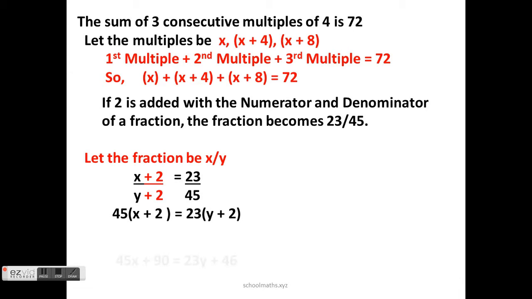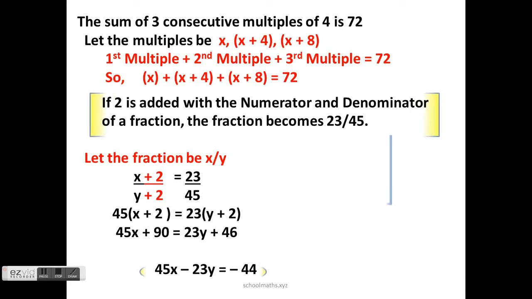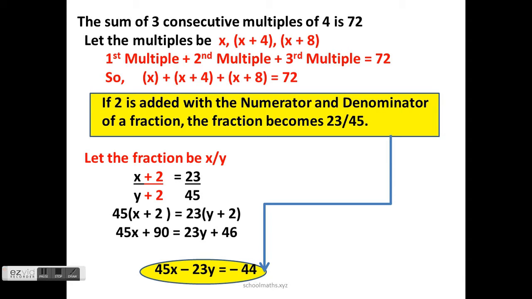Here we are going to simplify. We multiply, 45x minus 23y equal to minus 44. How is minus 44 coming? 46 minus 90 is minus 44. So the statement has become this equation.